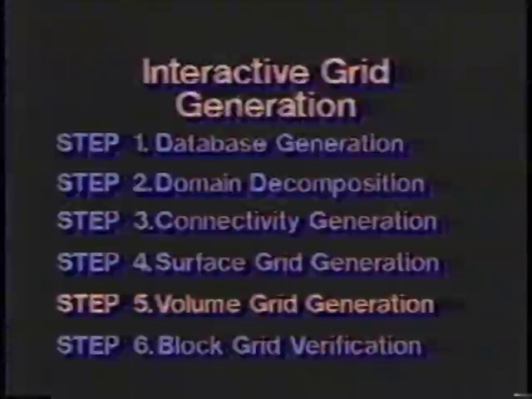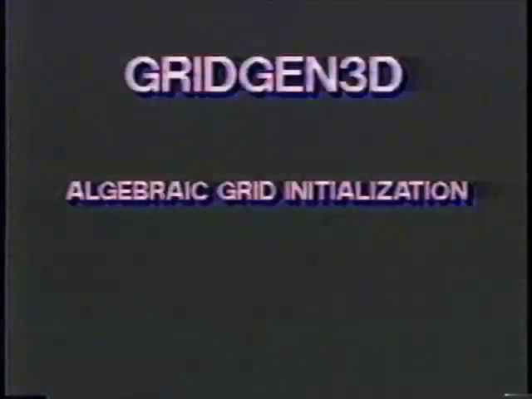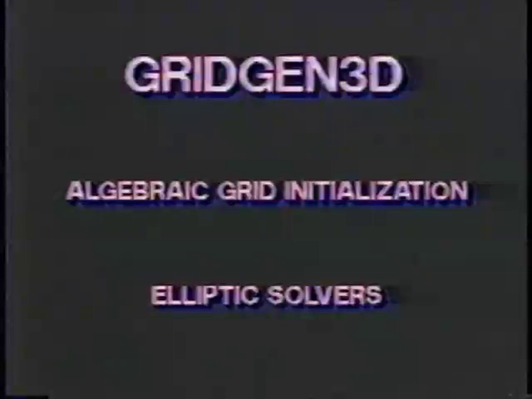The fifth step is volume grid generation, the calculation of grid points in the interior of each block. The code that has been written to accomplish this task, Gridgen 3D, is computationally intensive and runs best on a supercomputer. As in surface grids, the interior volume of each block is initialized using algebraic methods. Subsequently, refinements can be made using 3D elliptic solvers, such as the Thomas and Middlecoff method or the Sorensen method.